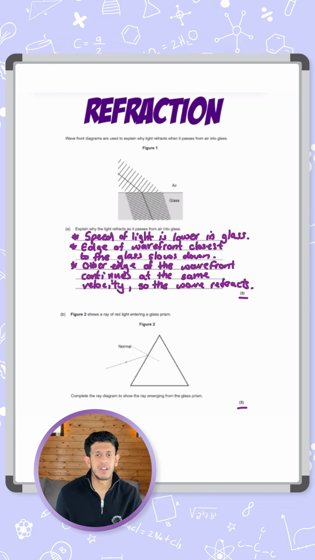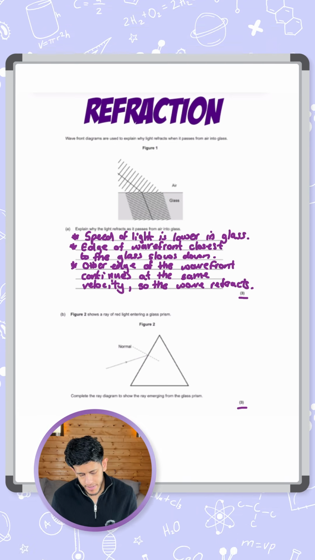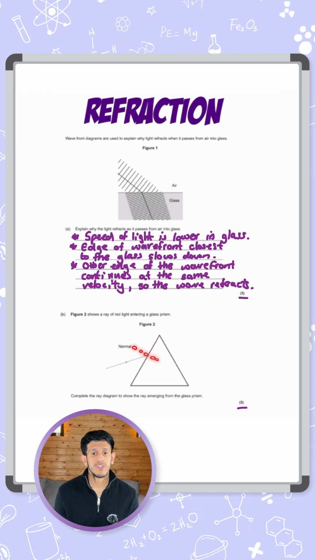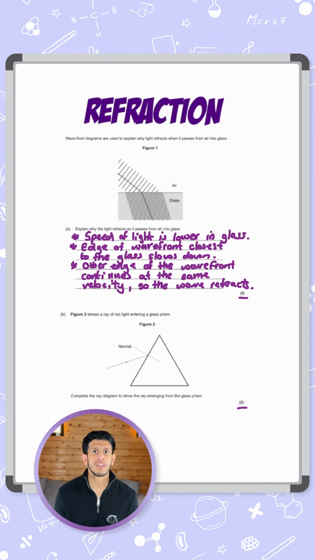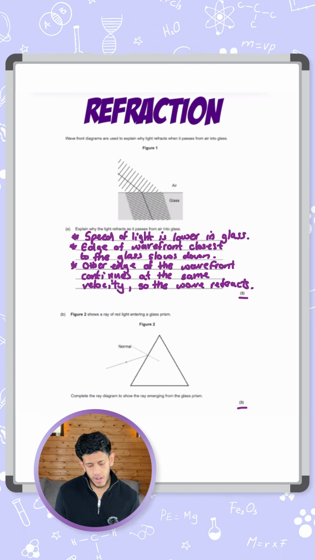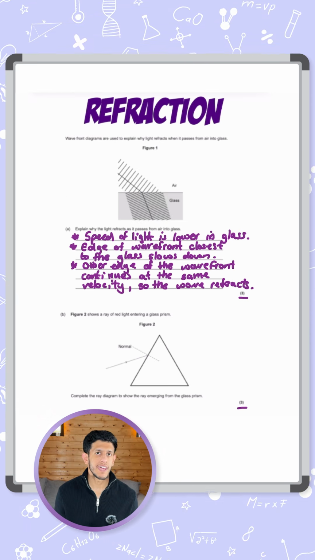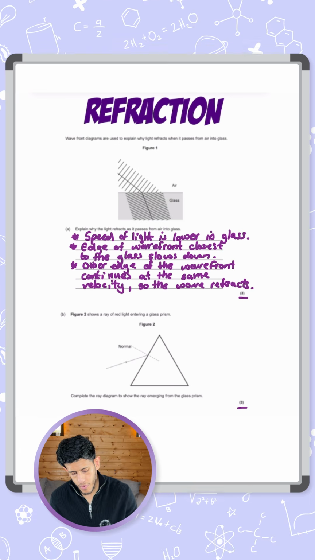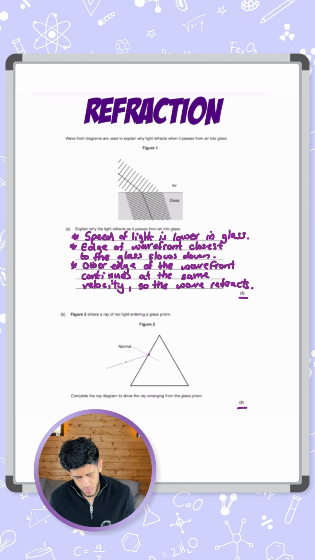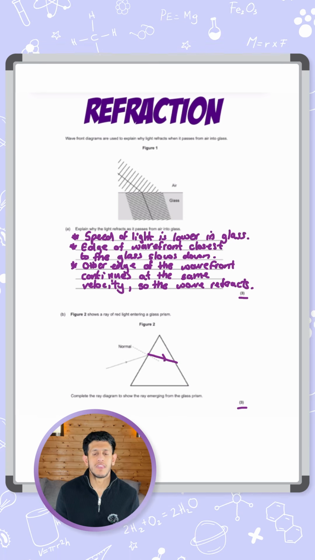So as it enters the glass, you can see here they've already given us the normal. Remember, the normal is the line that is perpendicular to the surface at the point at which the light reaches it. So here it's 90 degrees to the prism there, and then it's glass, so the glass is more dense than air. So I'm going to put here that the ray bends towards the normal. When it's more dense, it bends towards the normal. So there's our arrow with the line there.